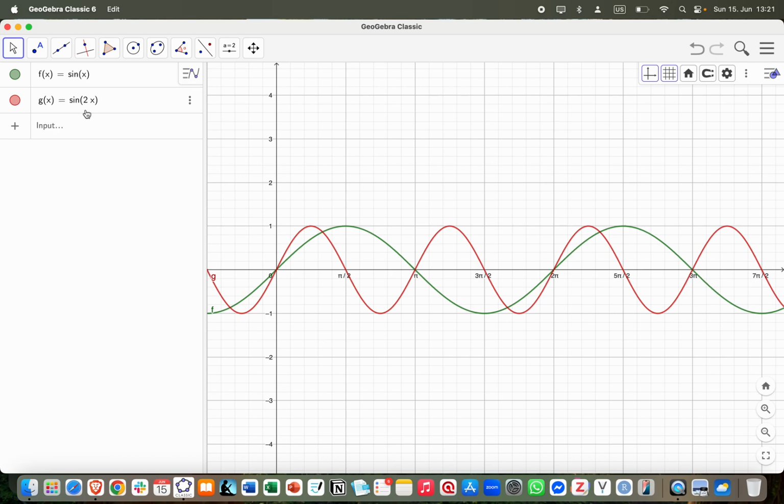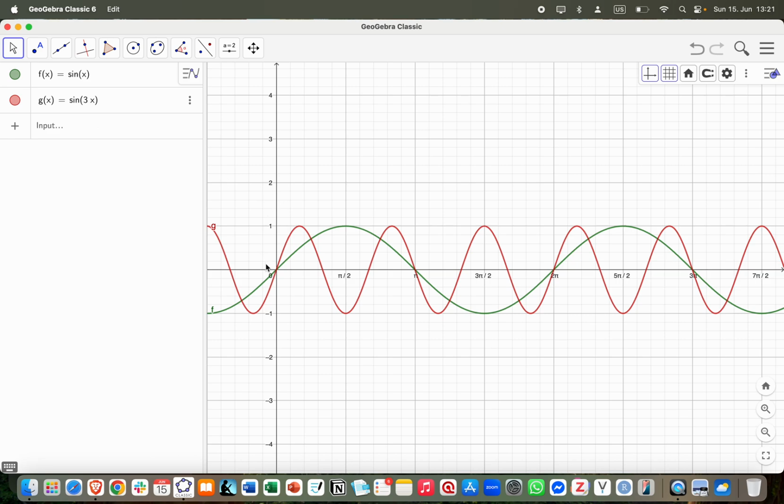If you multiply the input by 2, what if we multiply the input by 3? Okay, so one cycle, and then 2 cycles, and then 3 cycles. So as you can see, the graph is shrinking horizontally, so it shrinks by a factor of 3.